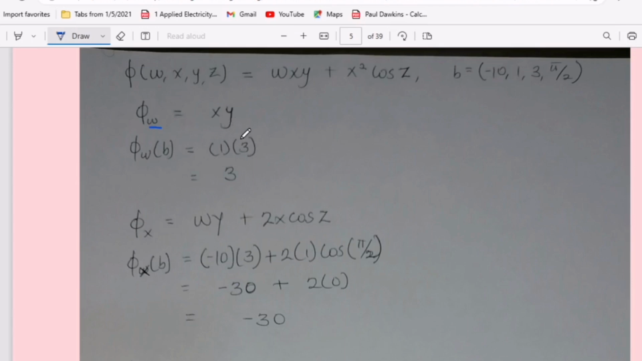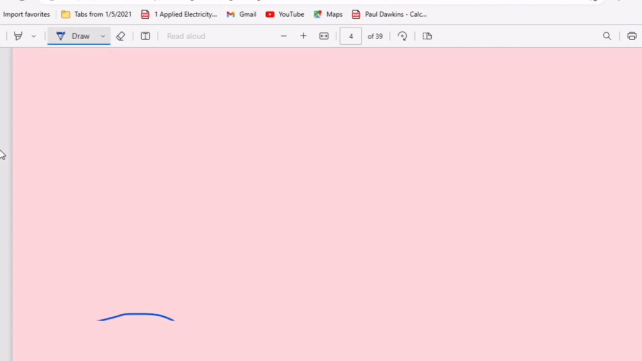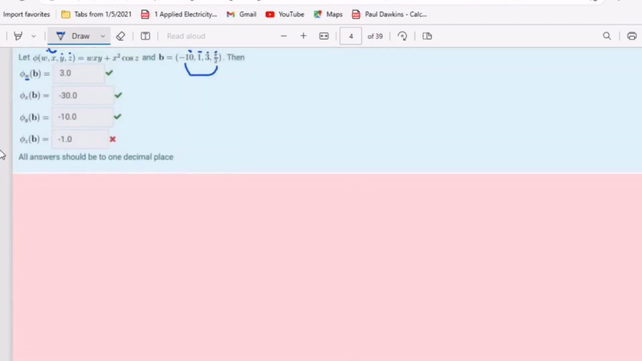We get X, Y. Then X is 1 and Y is 3, and you put it inside and you get this. Then you choose your answer, because when you go inside here, you can see that the answer is there.